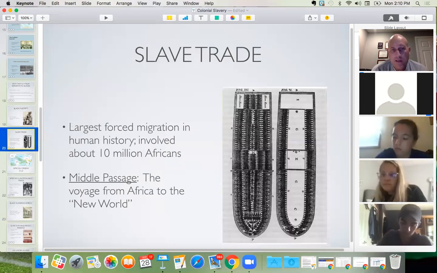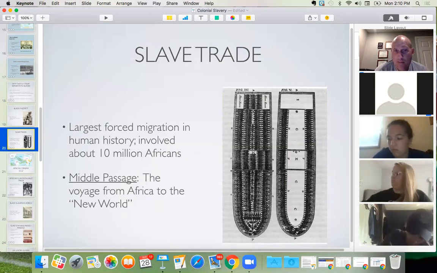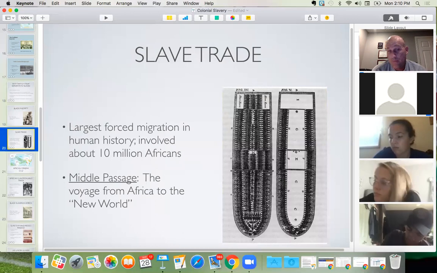Okay, so slave trade, you guys know a lot about this. Maybe you remember this, maybe you don't, but this is the largest forced migration in human history. It's going to involve about 10 million Africans. Just a huge forced migration. You know that they're packed like cargo.